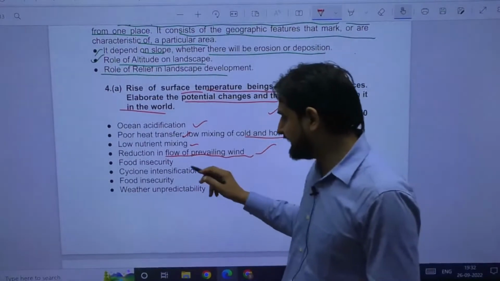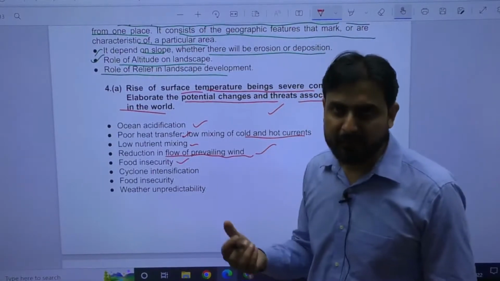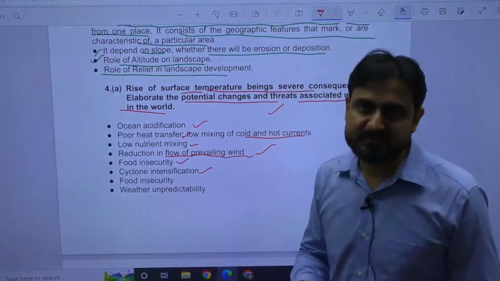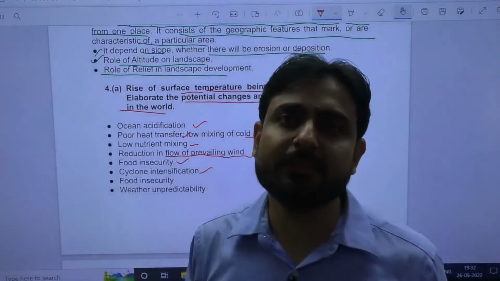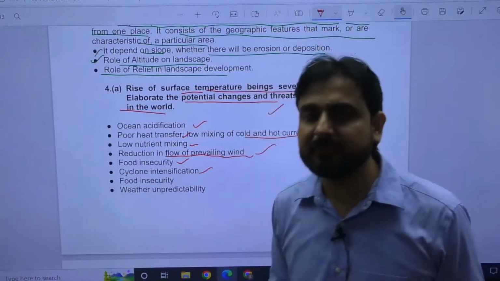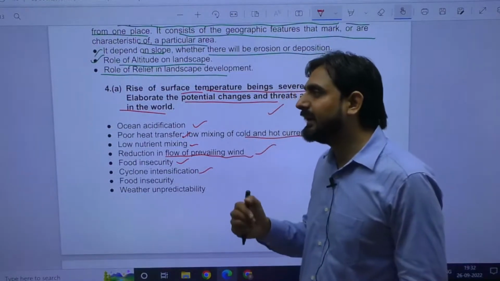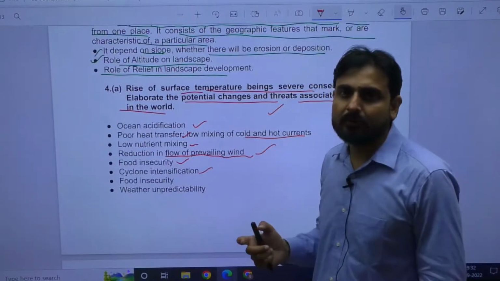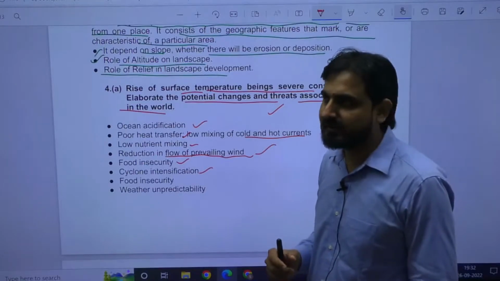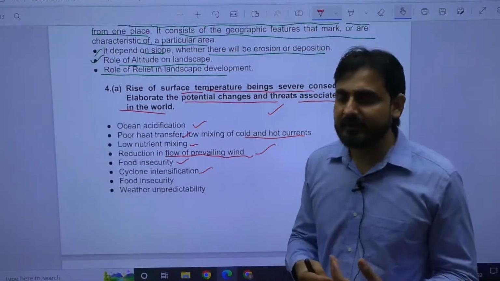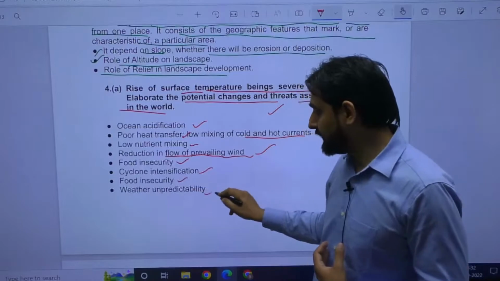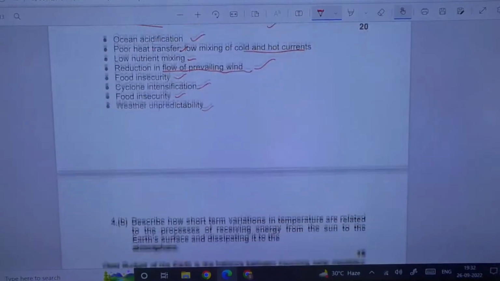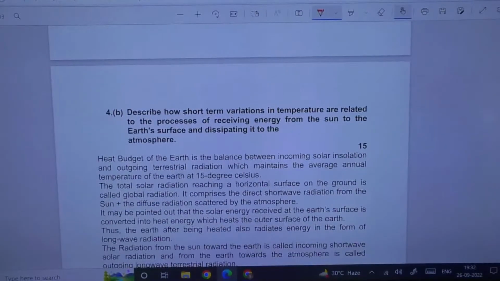Food insecurity is increasing further because it impacts the growth of flora and fauna. Cyclone intensification, more and more intensification of the cyclone in a very short span of time, and less predictability, not following the natural pattern, rather following an unusual pattern. Food insecurity, weather unpredictability, that is a huge challenge for the meteorological department.